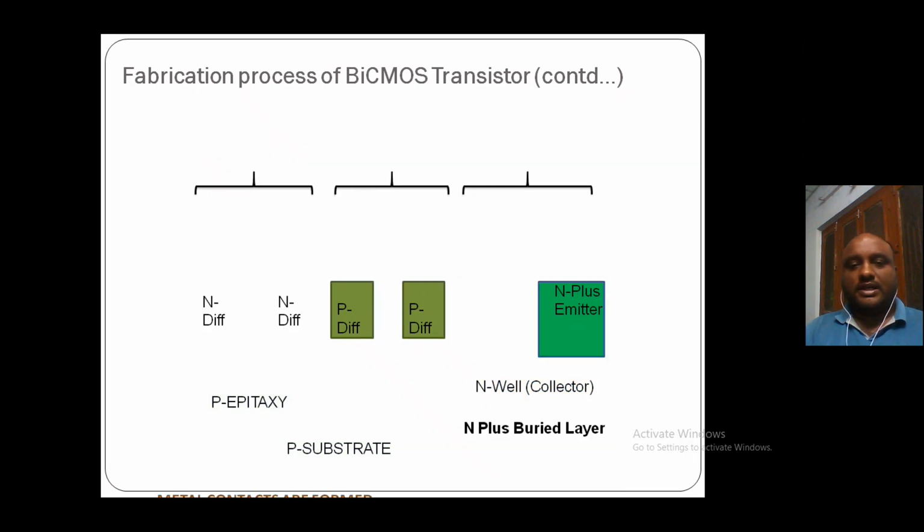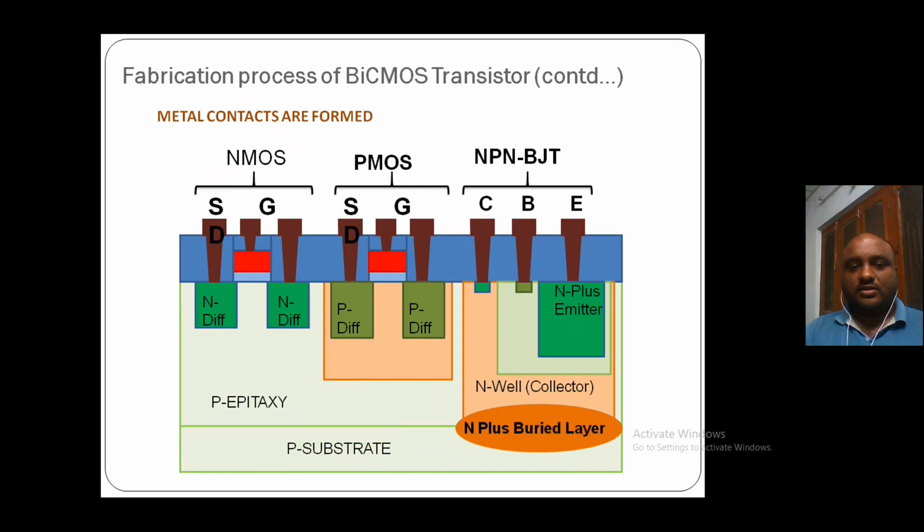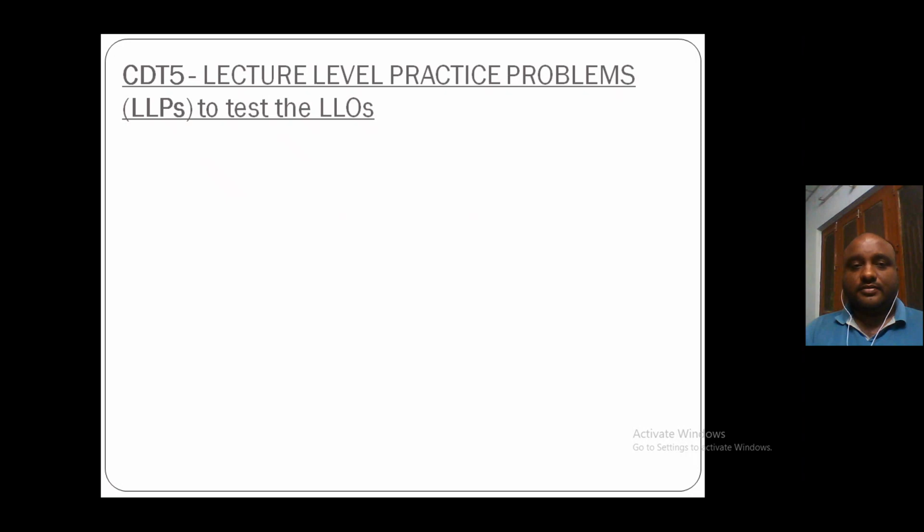Then we do the metallization process, where metal contacts are formed in order to connect to the external world with the source, gate and drain of the NMOS or PMOS device and the emitter, base and collector of a BJT. So here you can see the three devices in the P substrate that has been taken, with an N plus buried layer we have done the BJT region, and in the P epitaxy we have opened an envelope and we have done both NMOS and PMOS devices, hence forming a BiCMOS transistor.